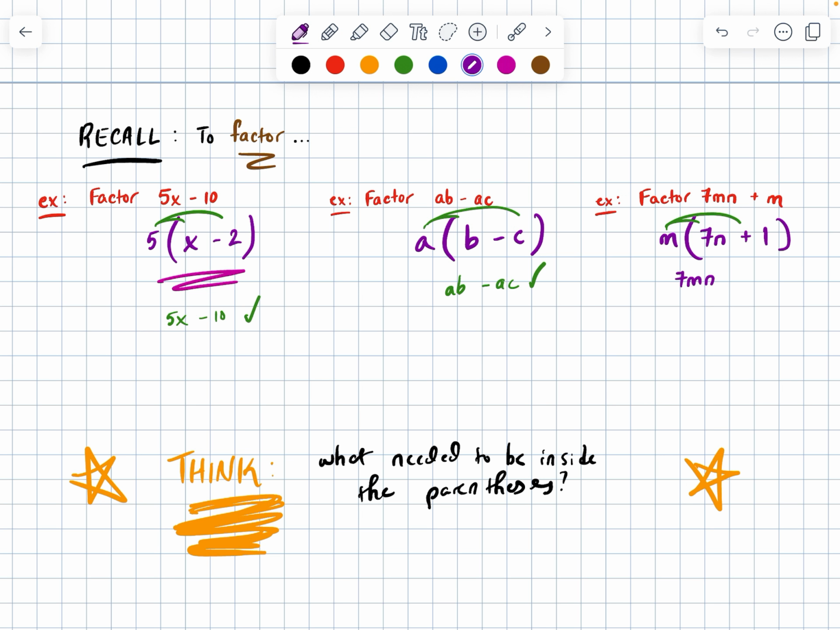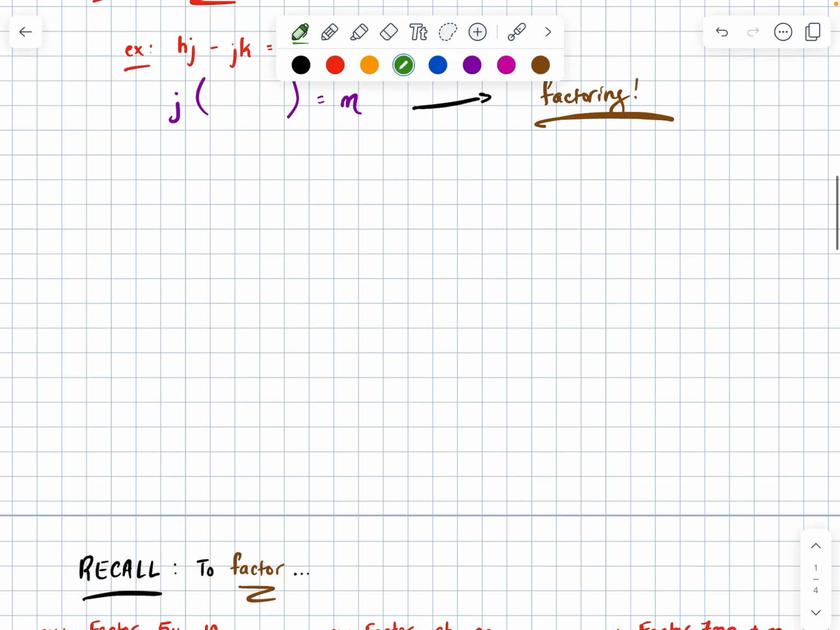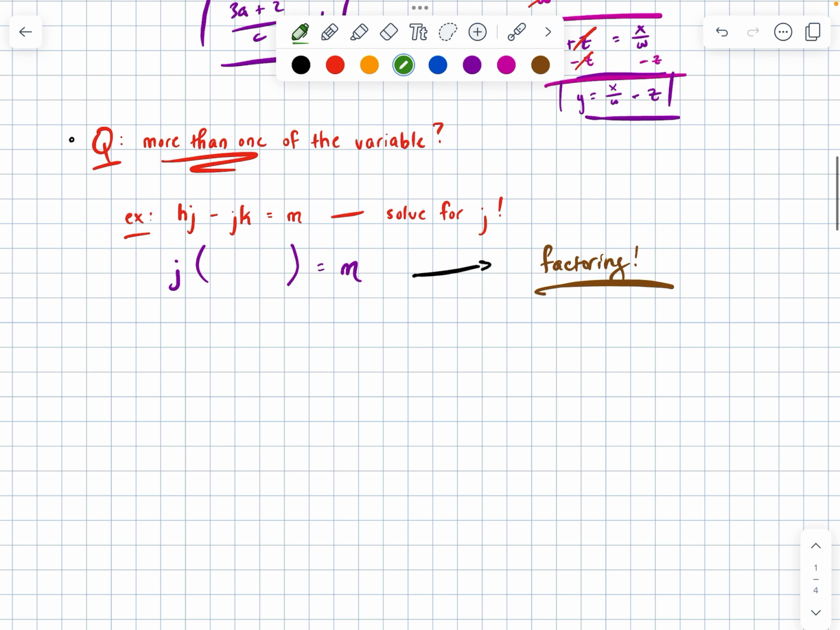I could write it as nm, but usually we write things alphabetically, as we've established. M times positive 1 gives me my positive n. And we're happy. Fantastic. Scrolling back up, with that in mind, we reminded ourselves how to factor.